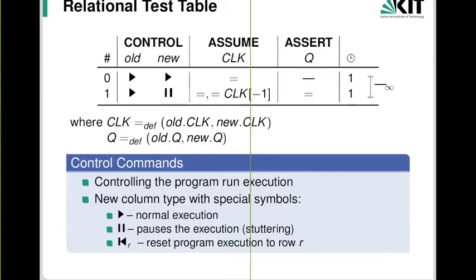This is useful to break off the synchronized loop we have in the earlier slide, where P and Q are executed in every cycle. So with pause, we can just stop one of the programs from being executed. And also we have a reset command, which allows us to reset the state of the underlying program run to an earlier state we've seen before. As an address to which state we want to return, we use the number of a row.